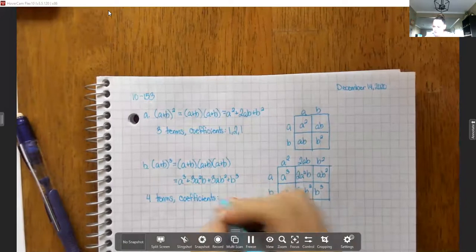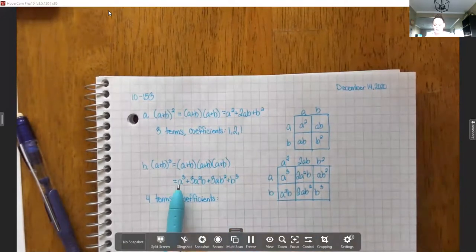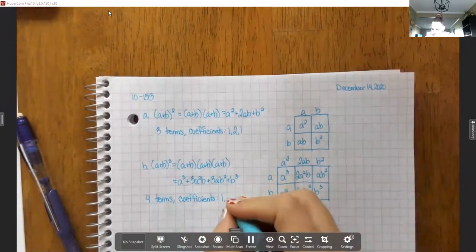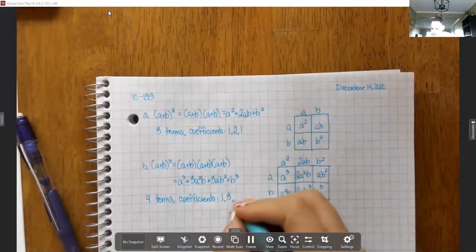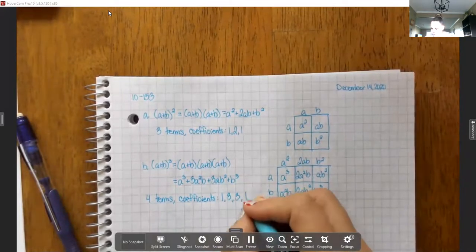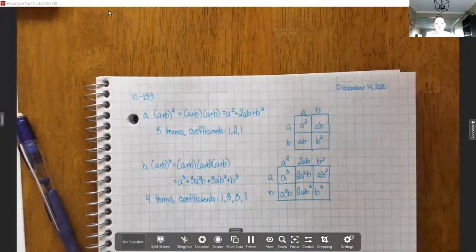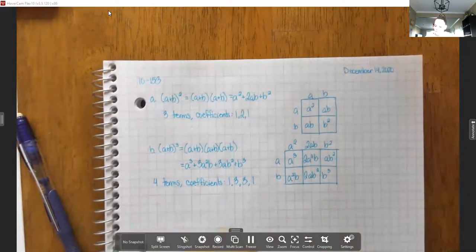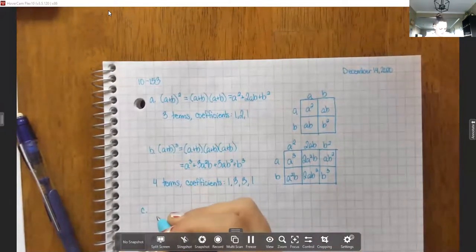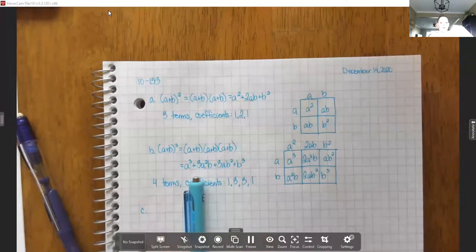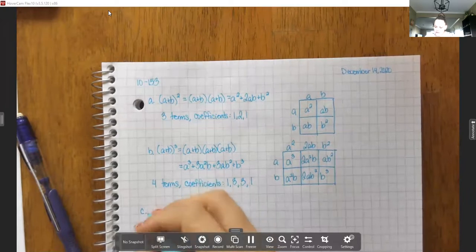And the coefficients, remember coefficients are the numbers in front. So we have 1a cubed, 3a squared b, 3ab squared, and 1b cubed. So 1, 3, 3, 1. And we're going to do one more. We're going to do a plus b to the 4th.